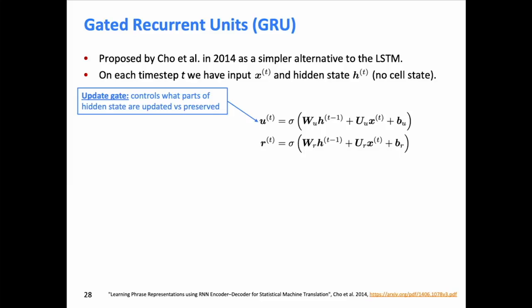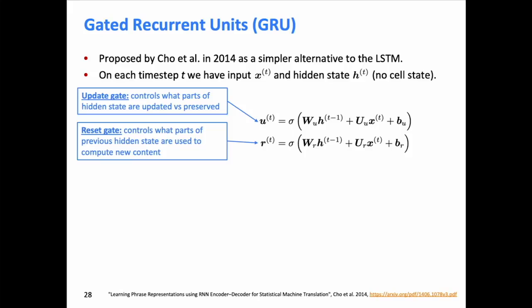And it's computed in much the same way as the gates in the LSTM were. The second gate is called the reset gate, RT. And the idea is that this gate is controlling which parts of the previous hidden state are going to be used to compute new content. So you can think of the reset gate as kind of selecting which parts of the previous hidden state are useful versus not useful. So it's going to discard some things and select some other things.